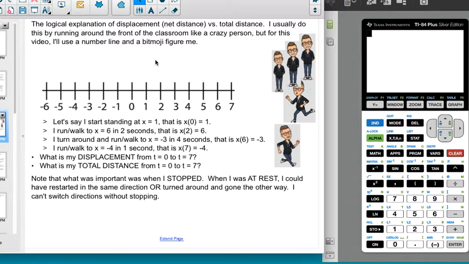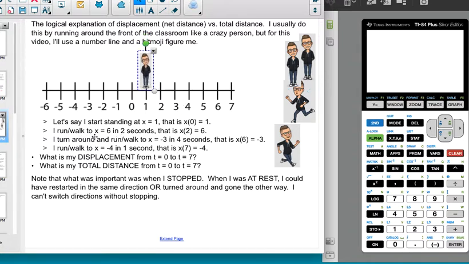the same basic thing I did on the last slide, but with me and my little Bitmoji running around like a crazy person. Normally, I do this for you in class, but I'm not in class right now, so here we are. So let's say I start standing at x equals 1. We're going to drag Hogan number 1 over here. That's where I start.